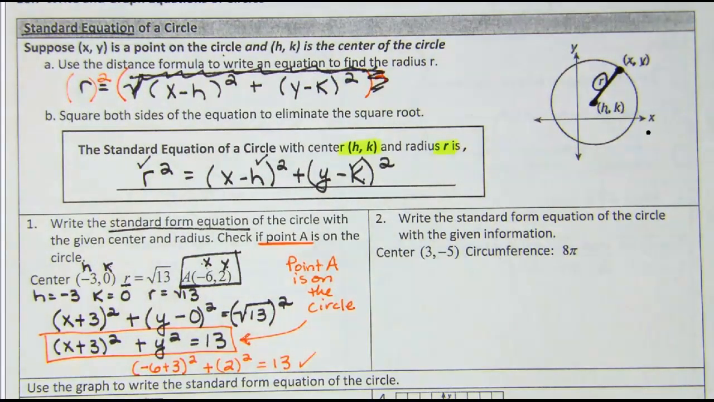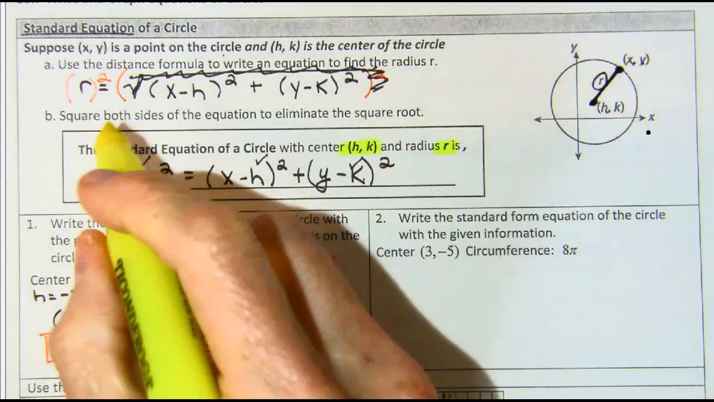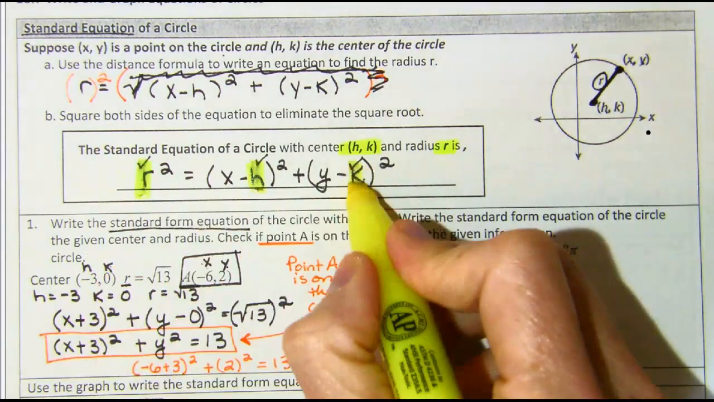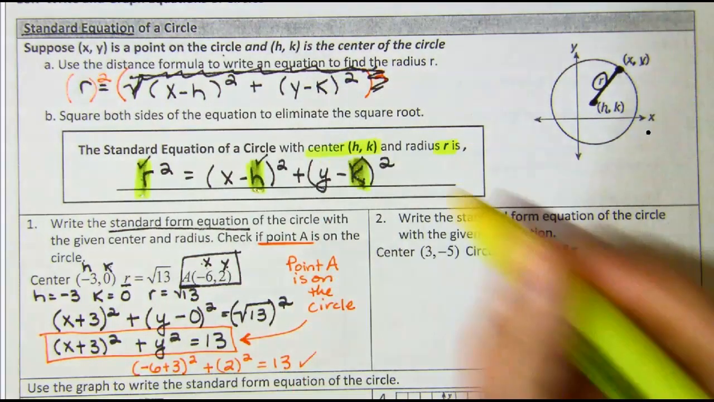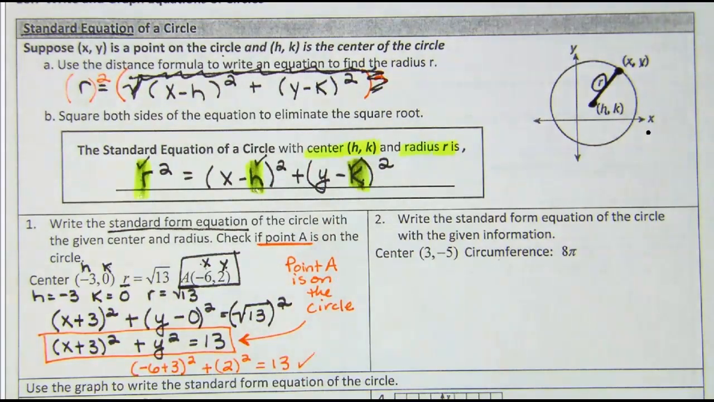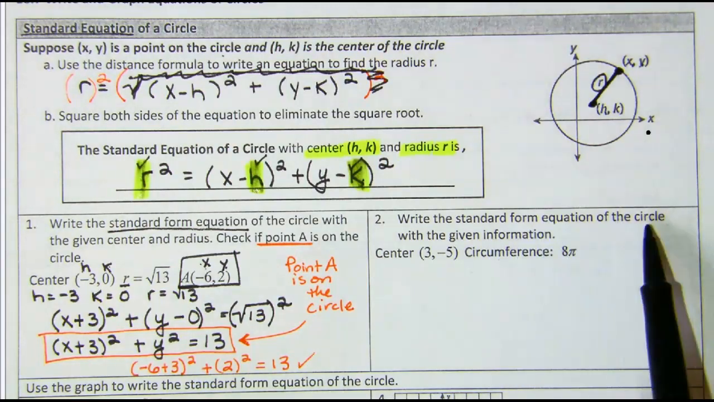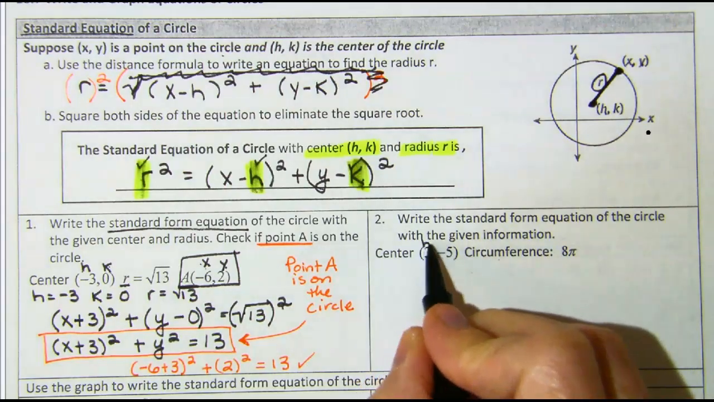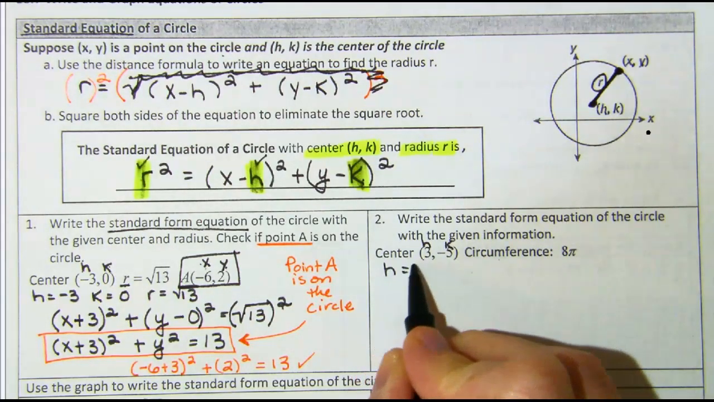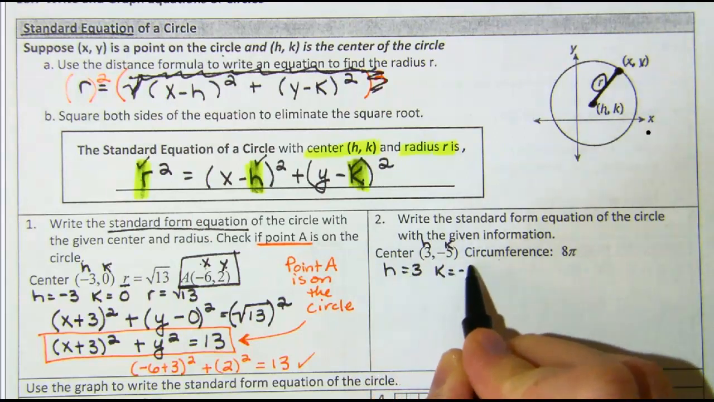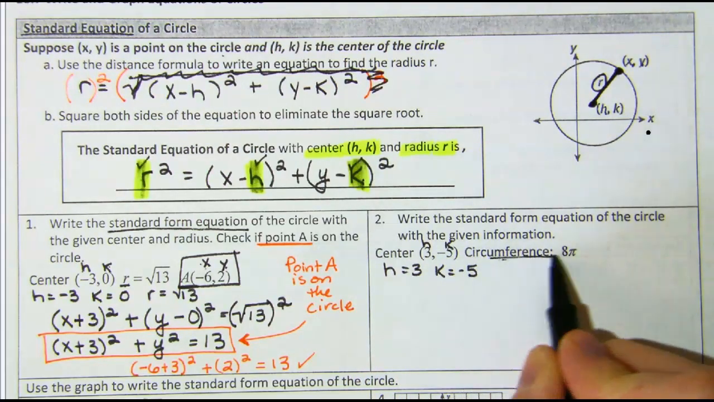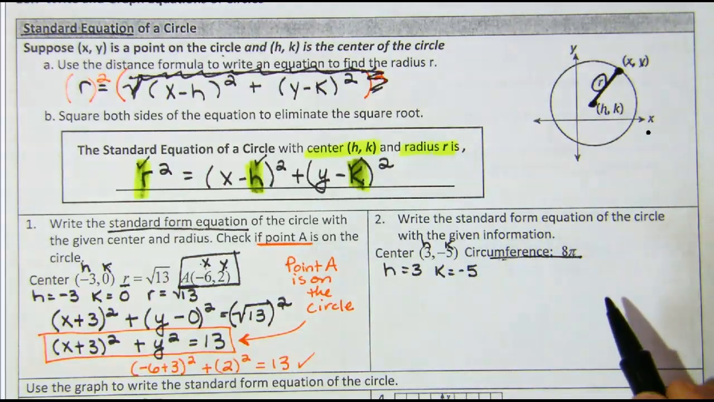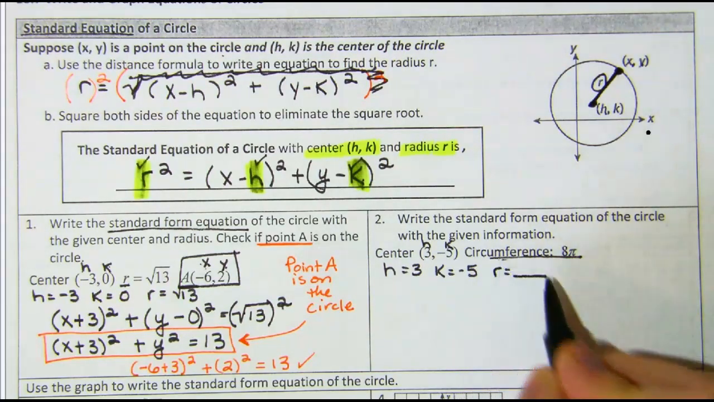Now, number 1 is an example that gives us all of the information we need. We must have an r, an h, and a k. The h, k is the center, and that r, of course, is the radius. So number 2 says write the standard form equation of the circle with the given information. Now this time they give us the center, which is the h and the k. So h is going to be 3, k is going to be -5, but they give us the circumference of the circle. Well, we need the radius. The radius is what we are missing.